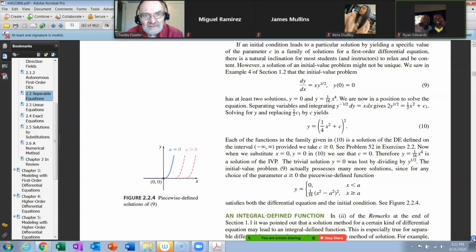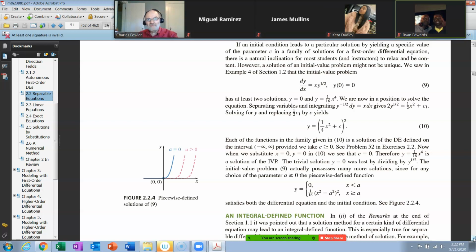If an initial condition leads to a particular solution by yielding a specific value of the parameter c, like we just did in a family of solutions for a first-order differential equation, there is a natural inclination for most students and instructors to relax and be content. However, a solution of an initial value problem may not be unique. I was trying to think of a typical example of that. A couple flashed through my head, but I don't think they are all that useful, so let's just go on.